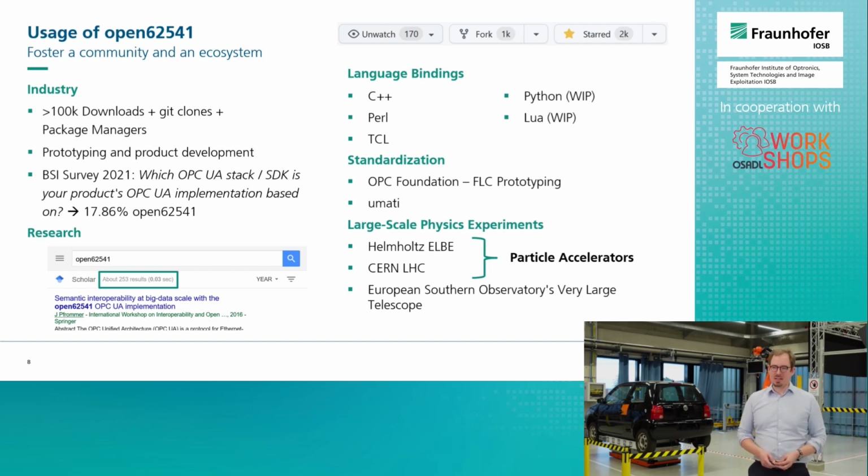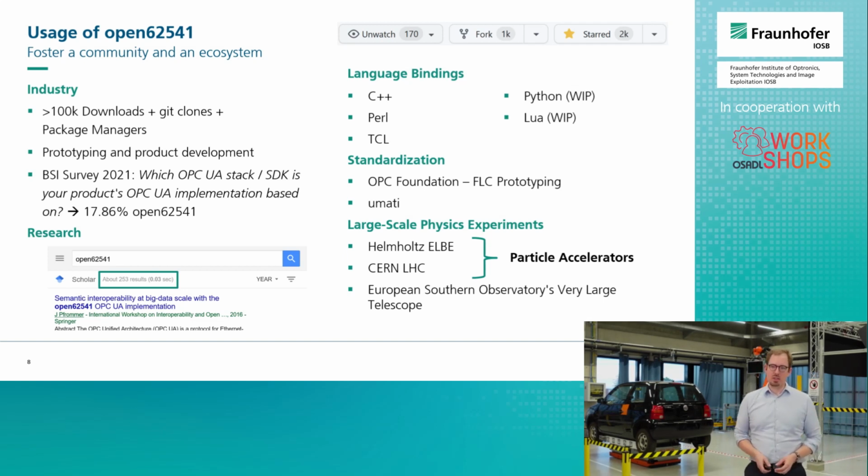We are part of the standardization, for example, in the FLC, the field level communication group within the OPC Foundation, or for standardization efforts like UMATI. And besides classical production automation, OPC UA is also more and more used, for example, in large-scale physics experiments that are using automation technology to drive their experiments. Examples that I can name here are the Large Hadron Collider near Geneva and the particle accelerator Elbe near Dresden.